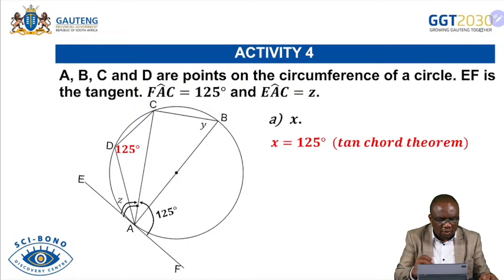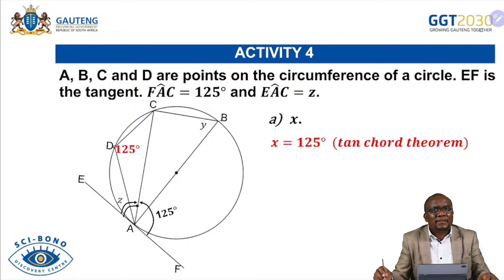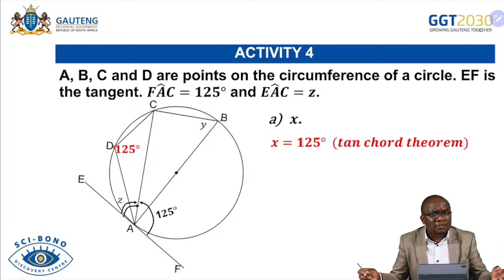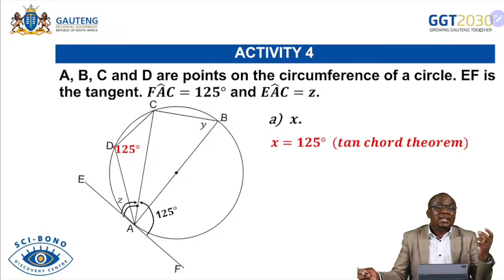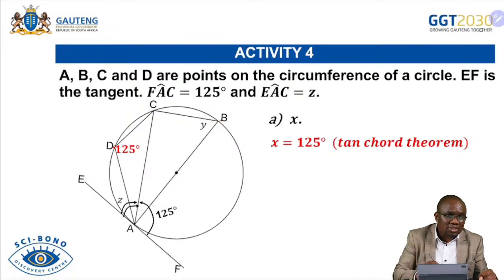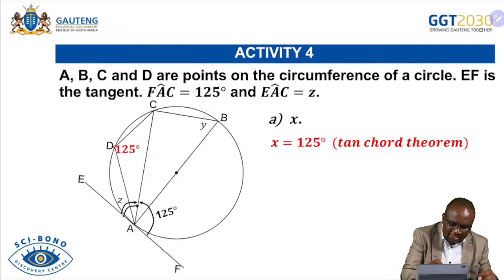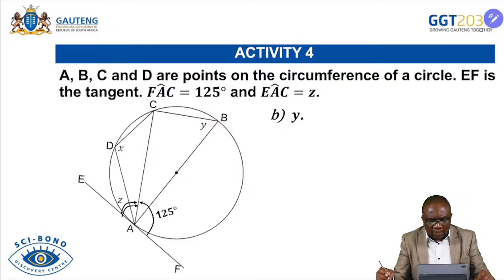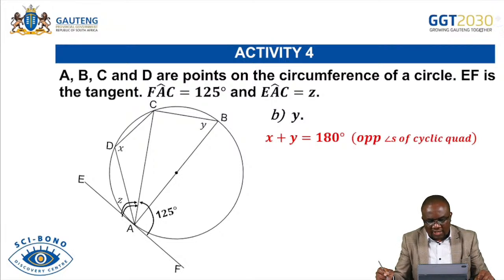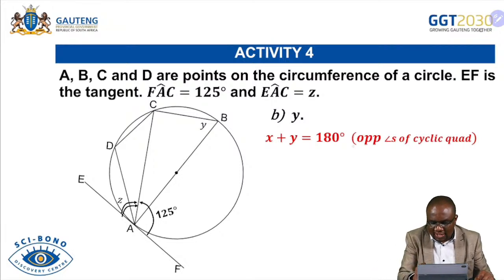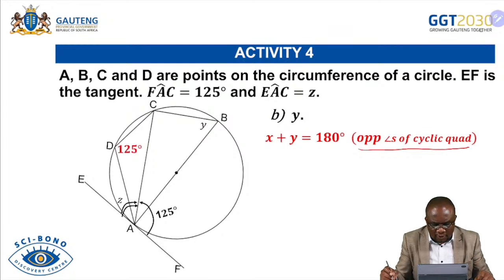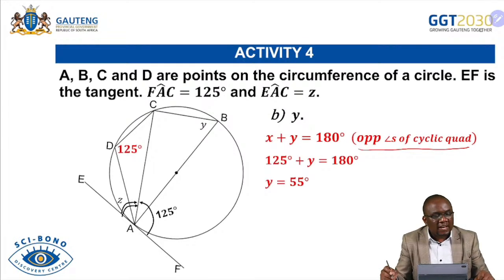And then we want y. Cyclic quad. What can you say about angle D and angle B? They are opposite angles of a cyclic quad. What do you know about opposite angles of a cyclic quad? They are supplementary. They add up to 180 degrees. So if I say 125 plus y, I must get 180 degrees, and from that, I can get what y is. So we say x plus y is equal to 180 degrees, opposite angles of a cyclic quad, right? And then y is equal to 55 degrees because 180 minus 125 is 55 degrees. So this angle is 55 degrees.